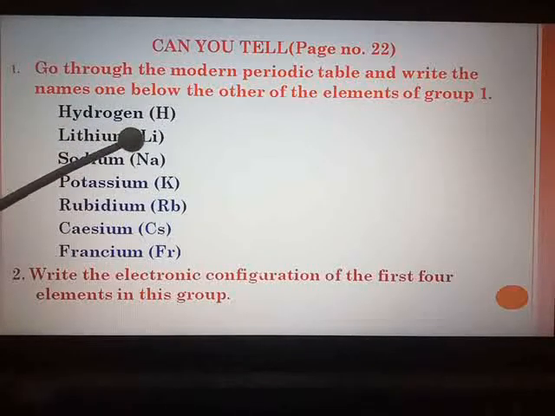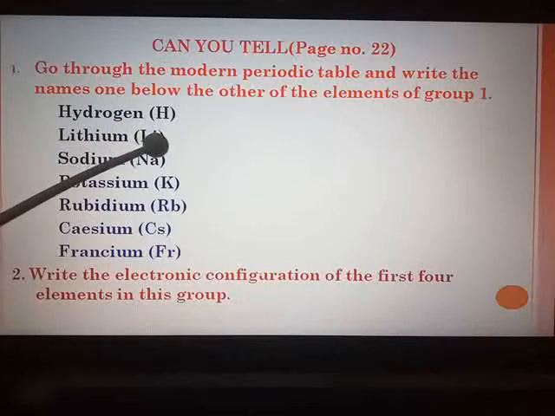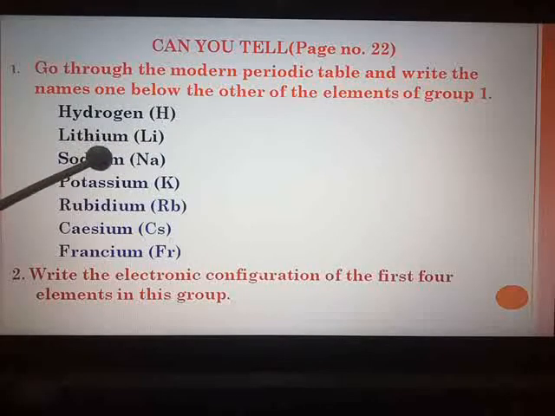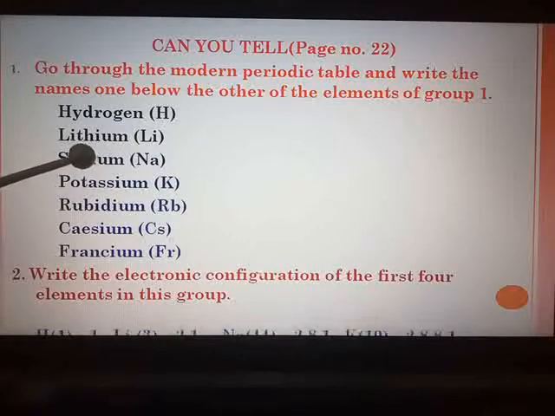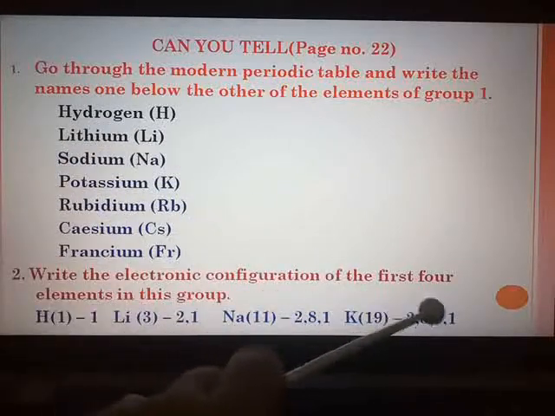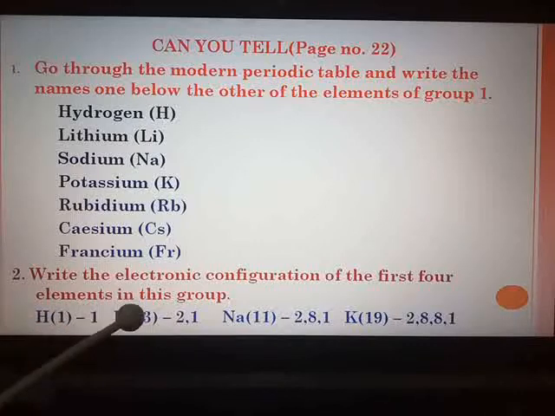Lithium is 3. So 2 in the first shell, 1 in the second shell. Sodium 11. So 2, 8, 1. And potassium is 19. So 2, 8, 8, 1. Always while writing the electronic configuration, see that the number of electrons in each shell is separated by a comma. Otherwise you will get a full 0 if you leave just a gap in between.